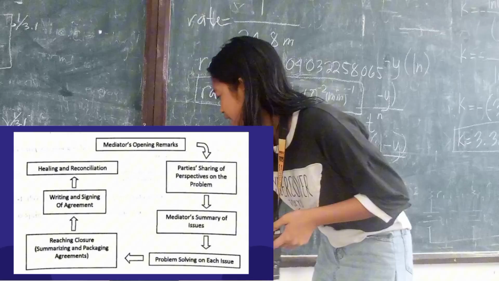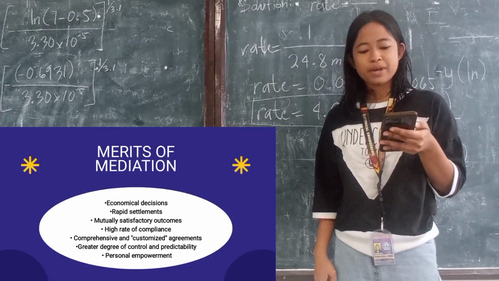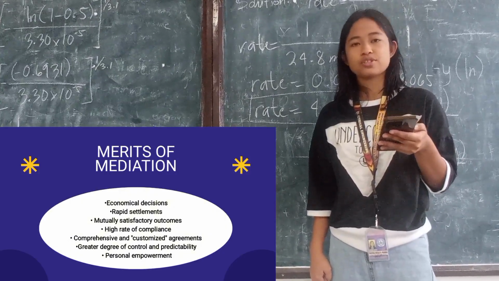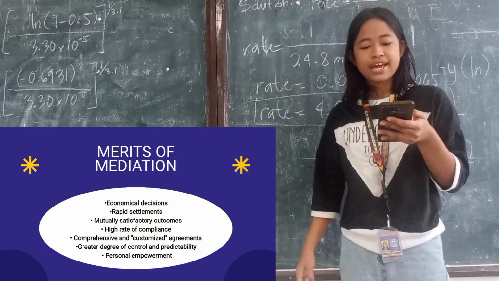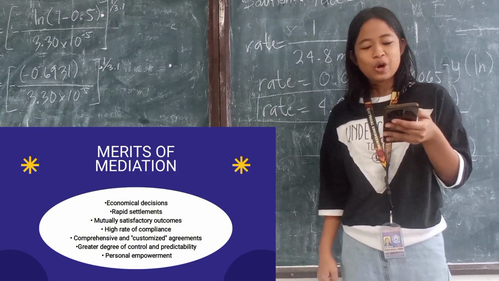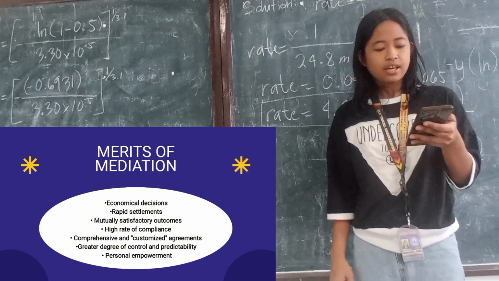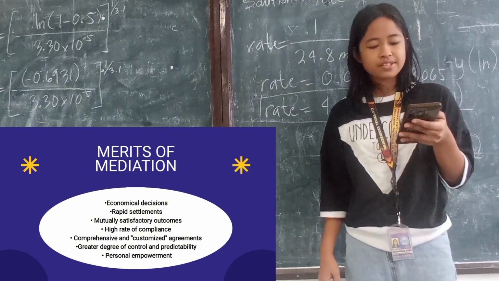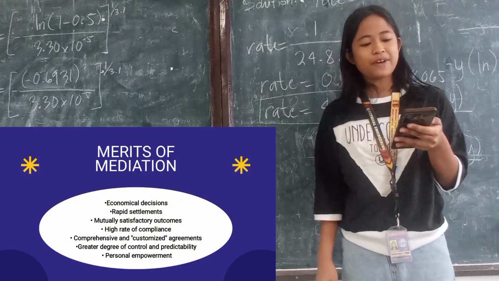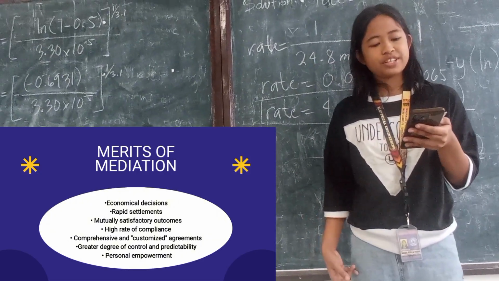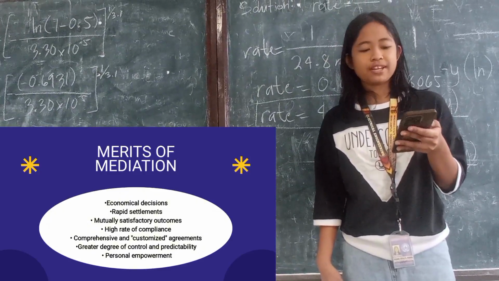So, next slide. Merits of mediation. This section lists the benefits of using mediation as a way to solve conflicts. Number 1. Economical decisions. Mediation is often cheaper than going to court. Number 2. Rapid settlements. It can help resolve disputes faster than other methods. Number 3. Mutually satisfactory outcomes. Both parties are more likely to be happy with the solution since they play an active role in finding it.